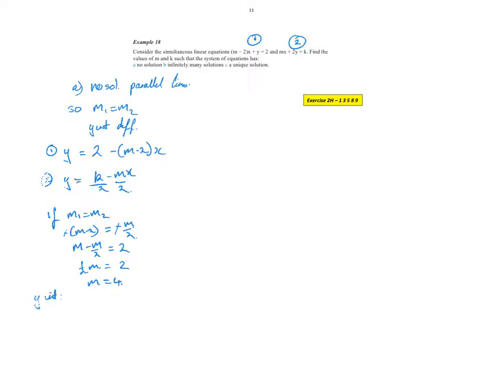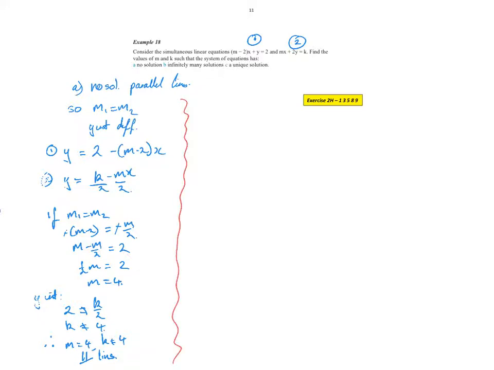So the second part for no solution is the y-intercepts have to be different. If we look at the two y-intercepts, 2 is not allowed to be equal to k on 2. So if I multiply the 2 across, that leaves me with k not allowed to be equal to 4. So to get no solution, which means the gradients are the same and the intercepts are different, I have m equal to 4 and k not equal to 4. Therefore I get parallel lines.